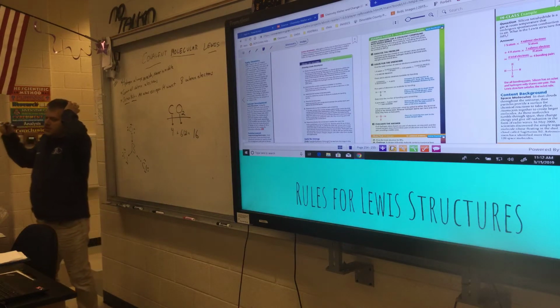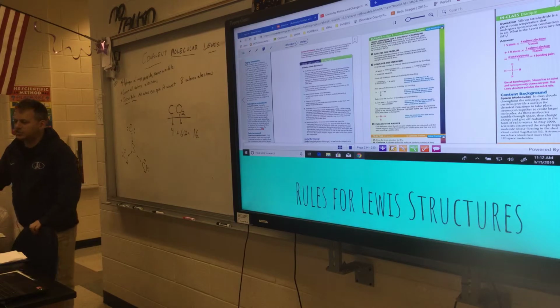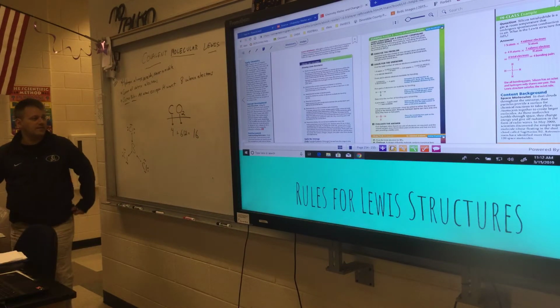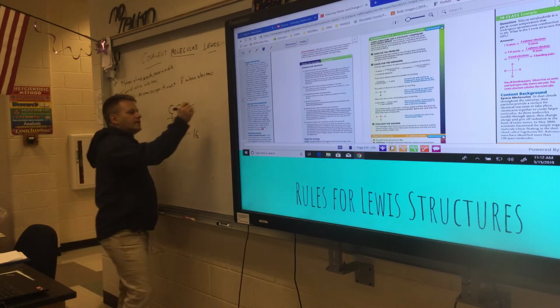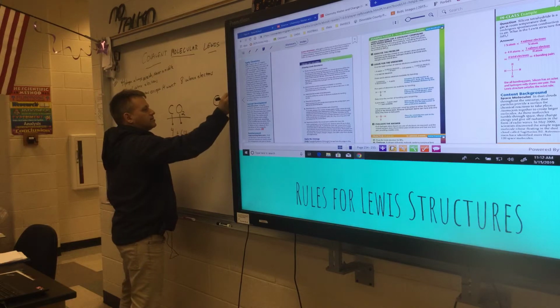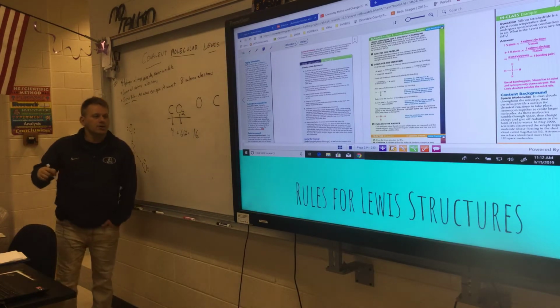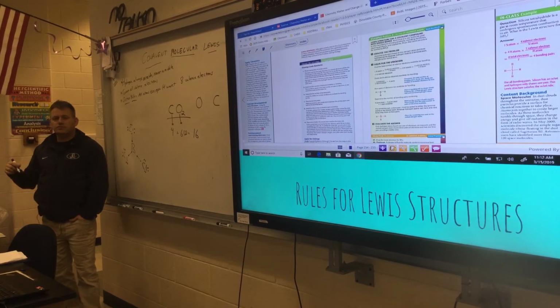Explain which one goes in the middle. Is it oxygen or carbon? Carbon goes in the middle. Does anybody know why? Less electronegative. Good, class. Very good. Carbon goes in the middle. Oxygen, oxygen. Can you see that on there? Okay. Alrighty.